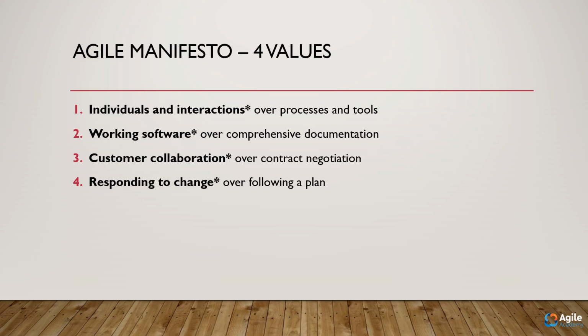The result of that meeting was the Agile Manifesto, a simple yet powerful declaration of values and principles that guide Agile teams around the world even today. The Agile Manifesto is built on 4 core values and 12 guiding principles. Let's begin with the 4 core values.